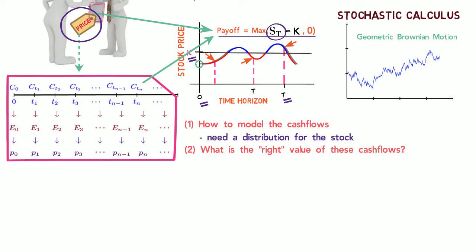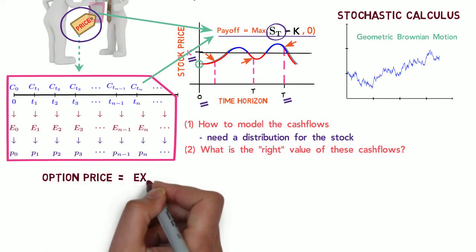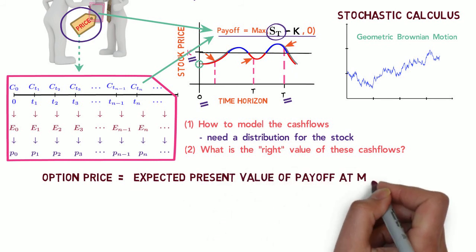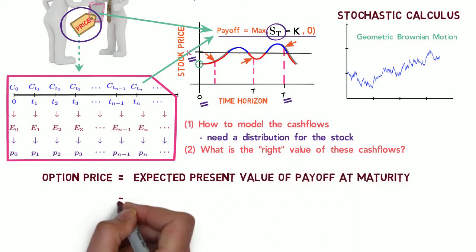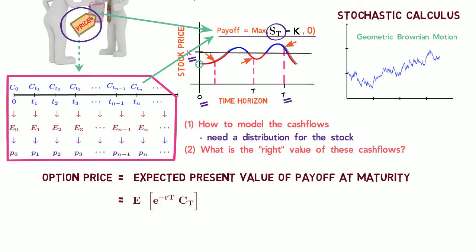Anyway, suppose you have some distribution for the stock price. What would be your answer to the second question here then? The right value of these cash flows. One immediate thing that would come to mind is suggesting that the value, that is the price of the option, should be the expected present value of the payoff at maturity. Mathematically it can be written as this, where CT is the cash flow at maturity, which in the case of a European call option is just the maximum of ST minus K comma 0. In fact, we would also have to mention the probability distribution under which this expectation is calculated.